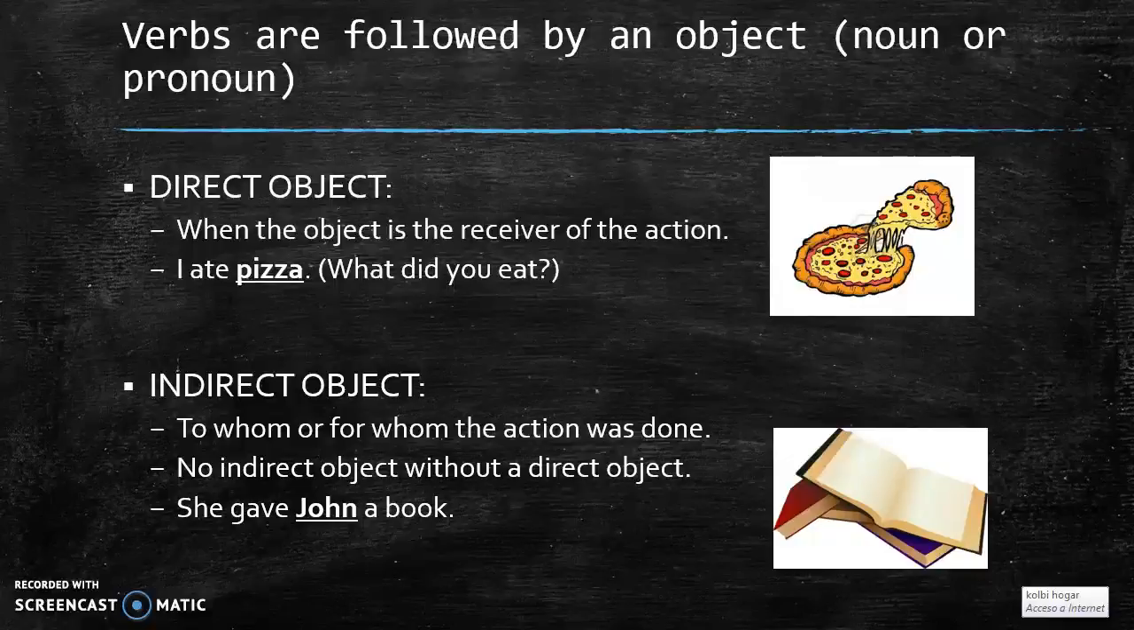So let's look at the example. She gave John a book. What did John receive? A book. That would be that direct object. And John is the one receiving the book. So he becomes the indirect object.